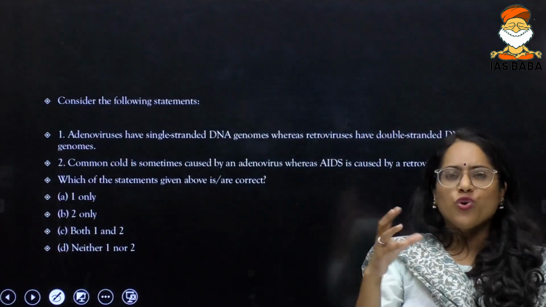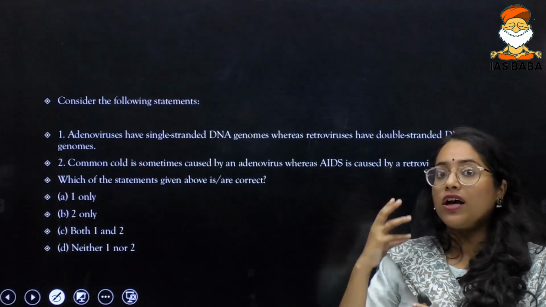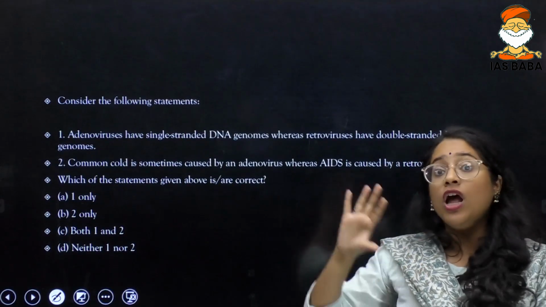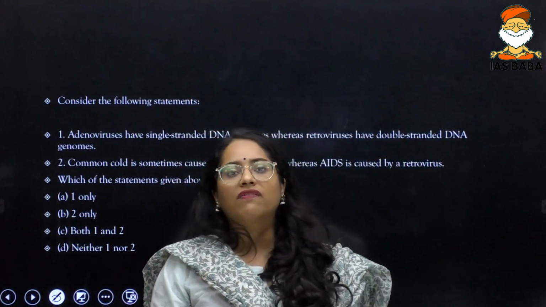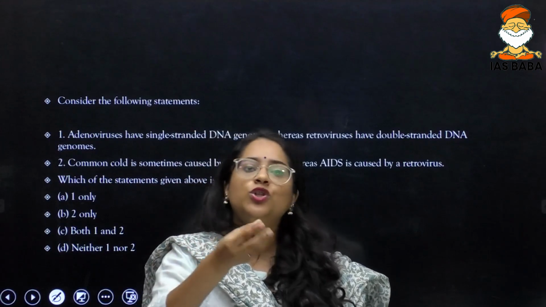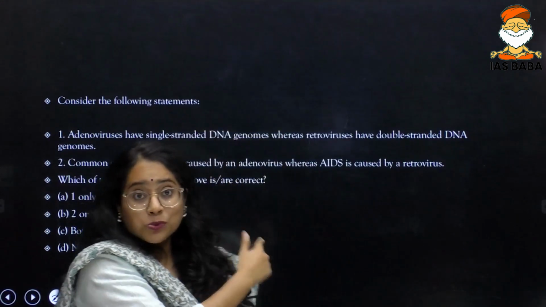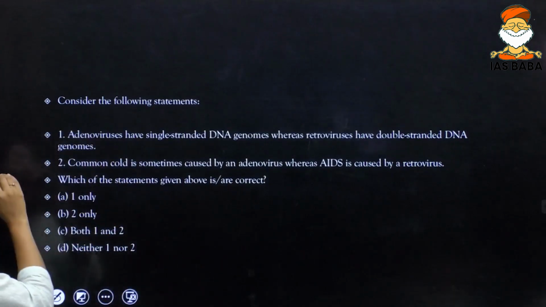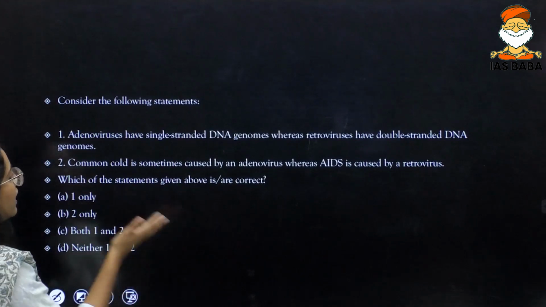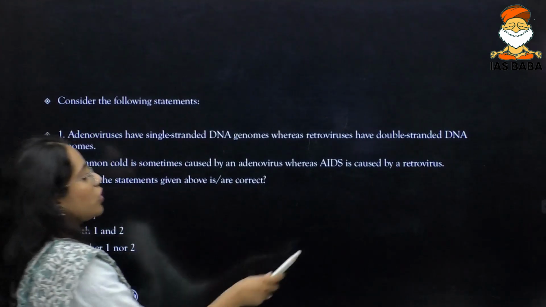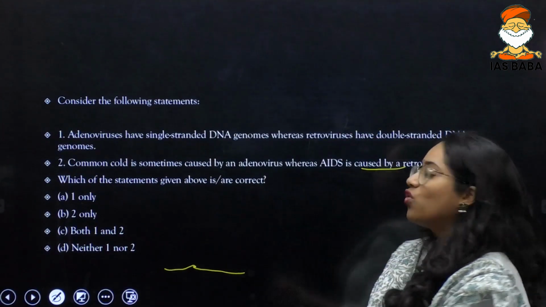Now again, just to show you, not to scare you, we won't be solving this question at this point because you require a lot more knowledge about these concepts. But look at the kind of question. Earlier, UPSC would simply ask, which of these are caused by virus? And they would give malaria, mumps, TB, leprosy, 4 options. You just have to know basic knowledge. This was a 2021 question. Look at the level. Adenoviruses have single-stranded DNA genomes, whereas retroviruses have double-stranded DNA genomes. Common cold is sometimes caused by an adenovirus, whereas AIDS is caused by a retrovirus.